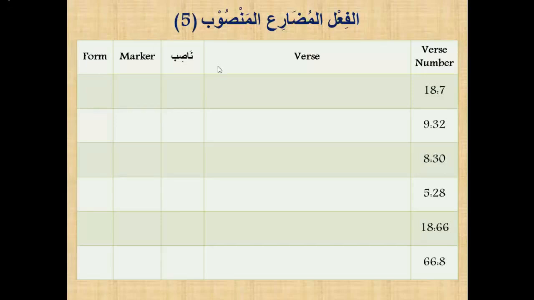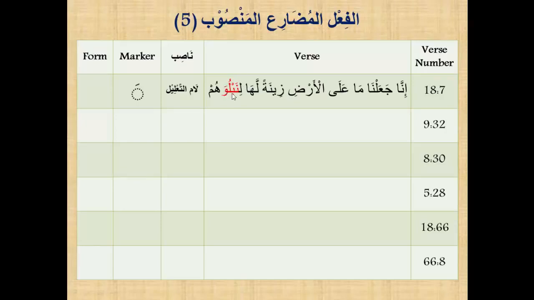I want you to pay attention to three things. Number one, the nasib: what is the special factor that requires us to use the mansub case ending? Number two, what is the marker? And finally, the form. Example number one, إِنَّا جَعَلْنَا مَا عَلَى الْأَرْضِ زِينَةً لَهَا لِنَبْلُوَهُمْ, in order that we may test them. The nasib here is lam at-ta'lil. The marker is the fatha, لِنَبْلُوَ. This is the verb بَلَا يَبْلُو. We have a fatha because this is mansub because of the lam ta'lil, and nablu is a form 1 verb.